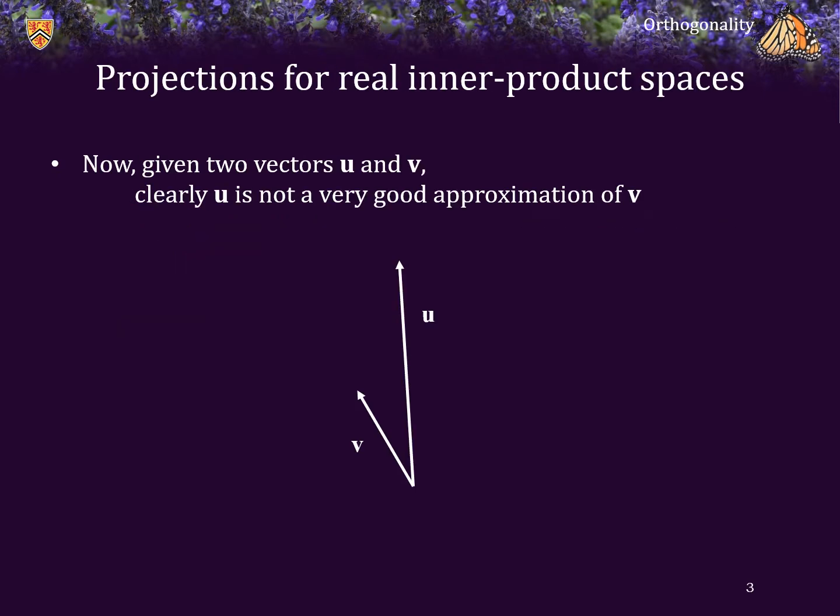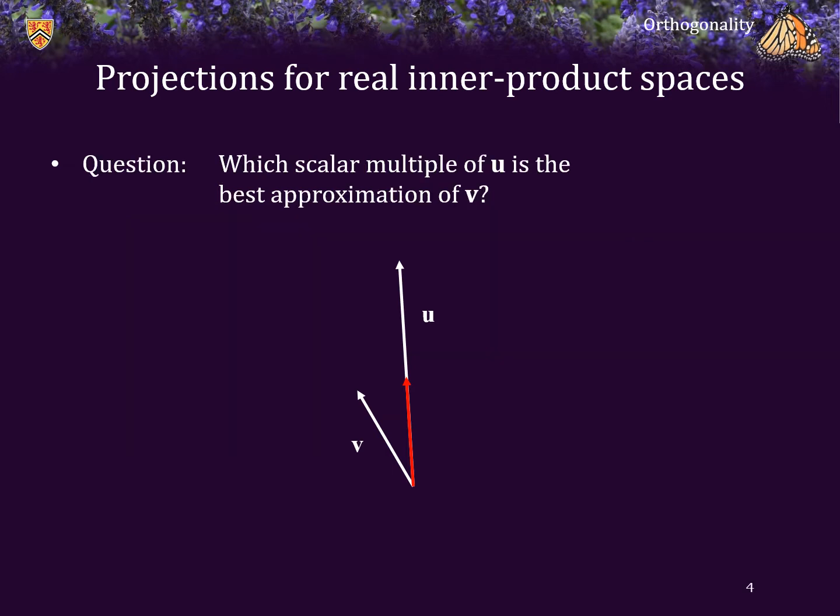Now, to motivate this discussion, let's take a look at these two vectors u and v. Now, clearly u is not a great approximation to v. They're sort of pointing in the same direction, but it's about twice as long. If you were to, however, multiply u by 0.4, the resulting shorter vector does seem to be a better approximation of the vector v. The question is, which scalar multiple of u is the best possible approximation of v?